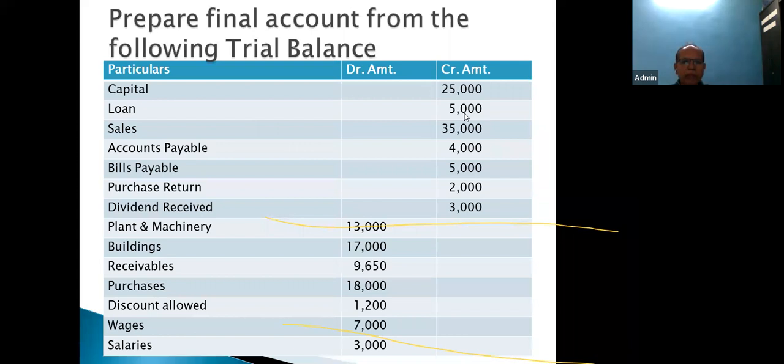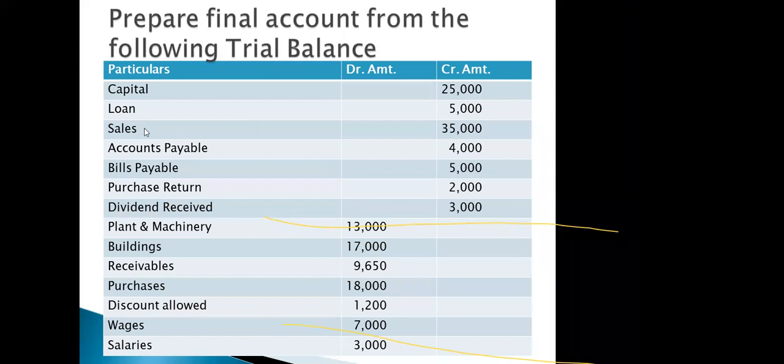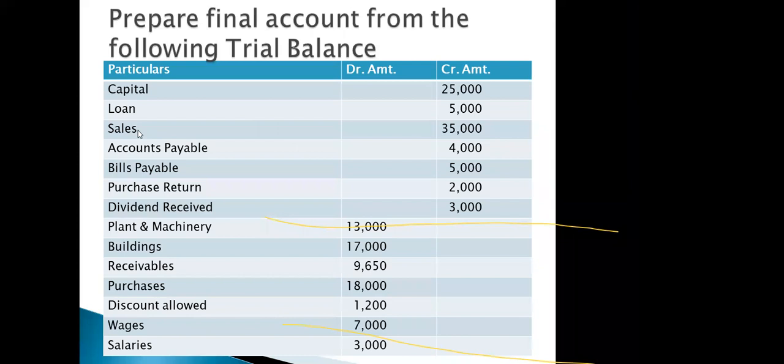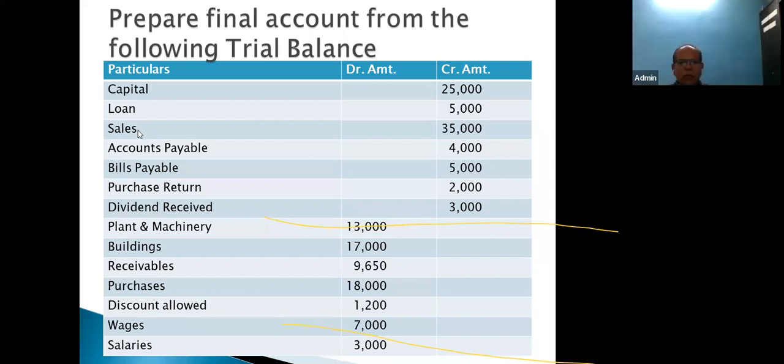Now third item, pick up third. What is third? Sales. Trading account. So sales will appear on the trading account credit side. Come to trading account on the credit side, write sales. Now, if there are sales returns, then sales return will be minus. If not, then directly you can write the amount.